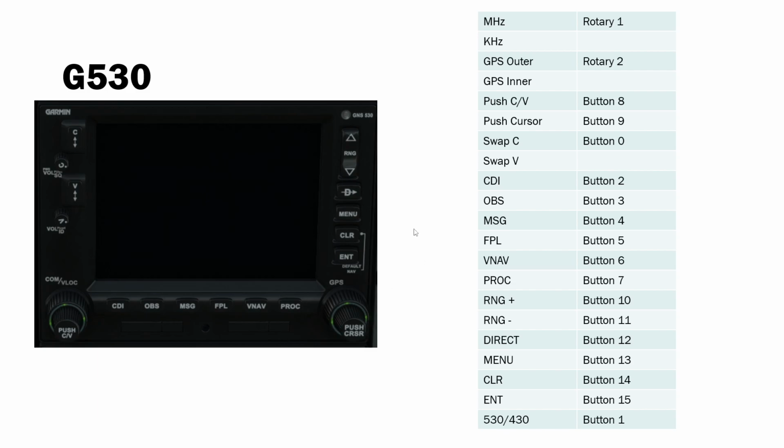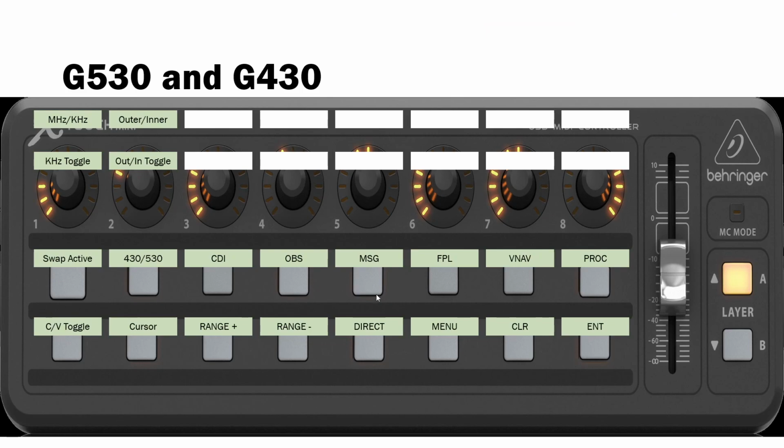So the layout kind of looks a bit like this. So I'll have the megahertz and kilohertz on that one there, toggled by that one. I'll have the outer and inner toggled by pressing that button there. This one here will swap the active, and it's whether you're in comms mode or the V-lock mode, determined by that. Click on the cursor here to bring the cursor up, and then there's all the other buttons there.